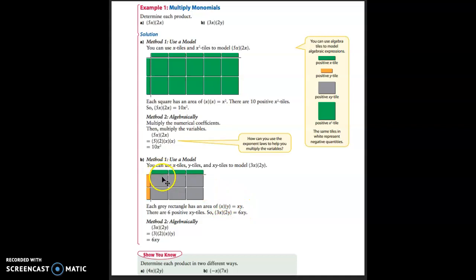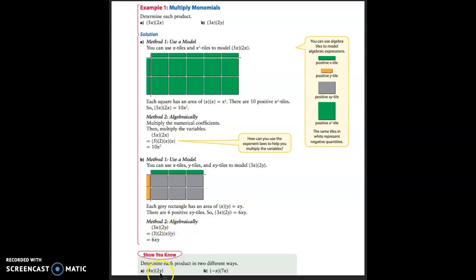So again, this row times this column gives you a gray xy tile, and then another row and green and orange xy tile, green and orange xy tile, and then the bottom row. So you have 6xy. So this models that 3x multiplied by 2y gives you 6xy. And algebraically, if you have 3x times 2y, that's 3 times 2, which is 6, times x, which is 6x, times y, which is 6xy.